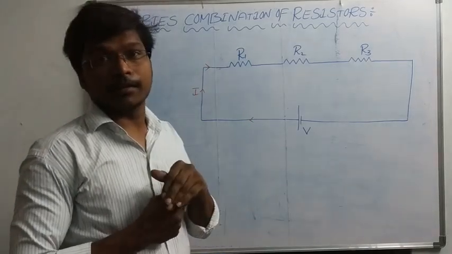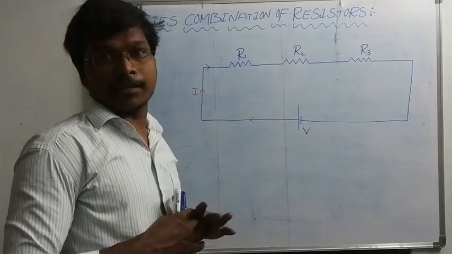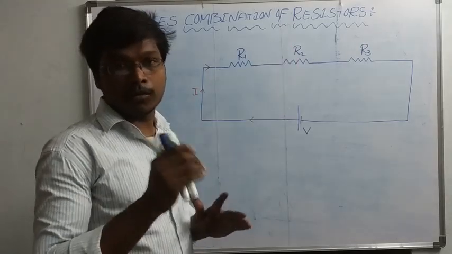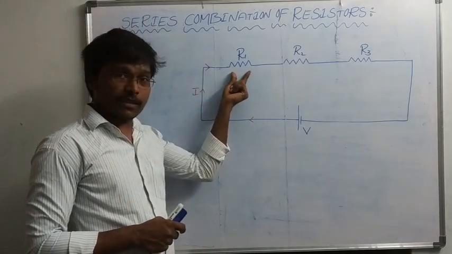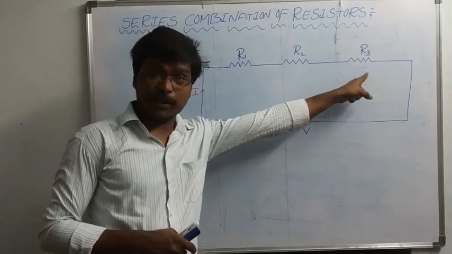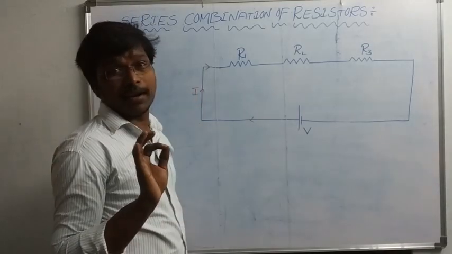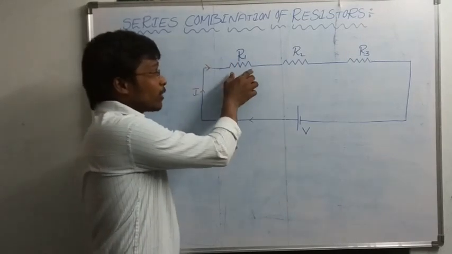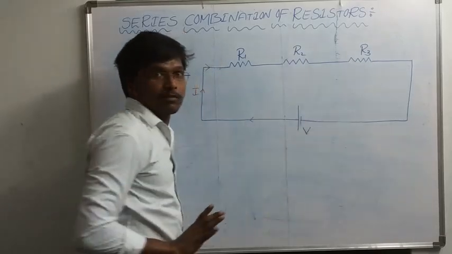These 3 resistors are connected in a series format. Suppose a certain amount of current is passing through this resistor; the same amount of current passes through this resistor. Suppose this current value is 100 amperes. Then the total 100 amperes will cross this one, and again it will cross this one, and again this one.